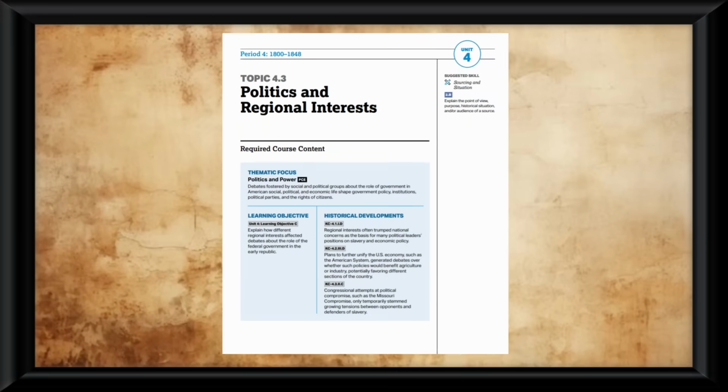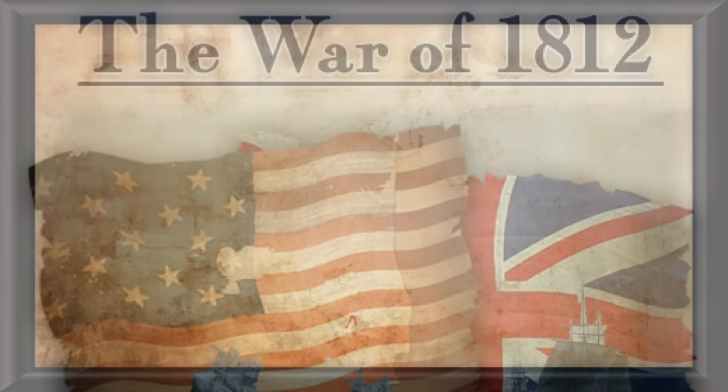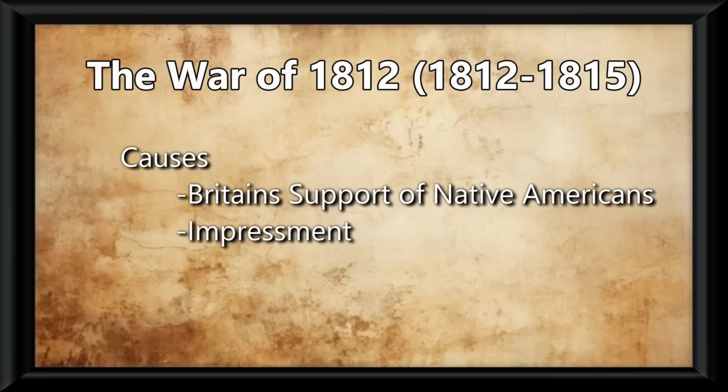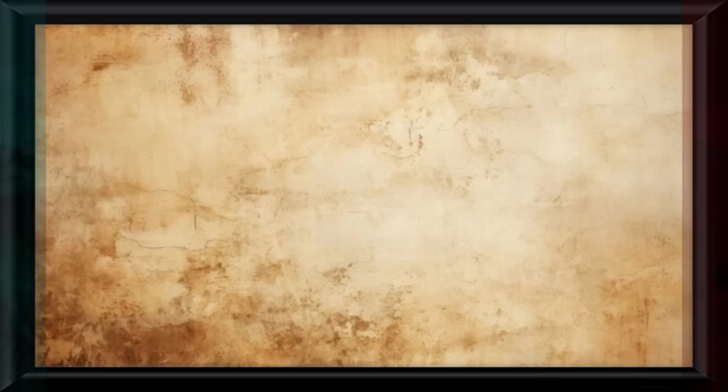Topic 4.3 starts talking about tensions in the US economy and differing viewpoints. Some war broke out between Britain and the US in 1812 caused by British supporting Native American tribes and impressment of American sailors. It ended in a draw with the Treaty of Ghent that the US saw as a win, mostly because of the nationalism caused by the Battle of New Orleans.